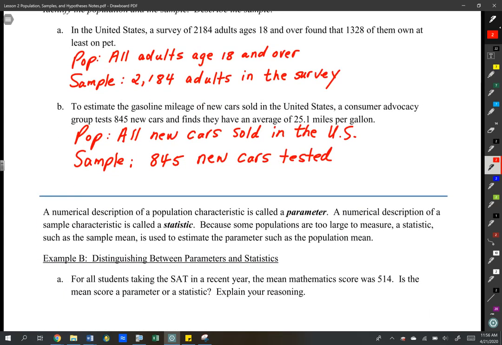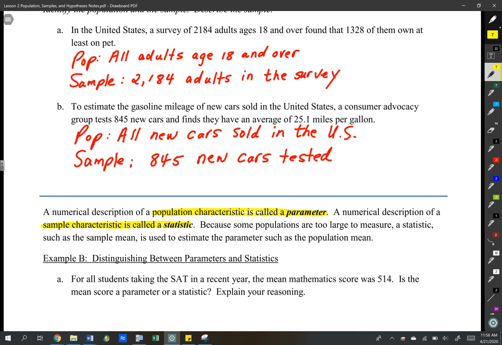Now, we've got population and a sample. We are going to be talking about how to describe a population or a sample. If we want a characteristic about a population, we're going to use the word parameter. Starts with a P, right? Population, parameter, they both start with a P. If we want to describe a characteristic of a sample, we're going to use the word statistic, right? Starts with an S. Nice and easy.